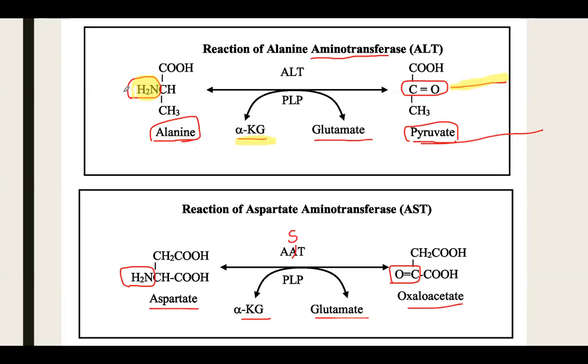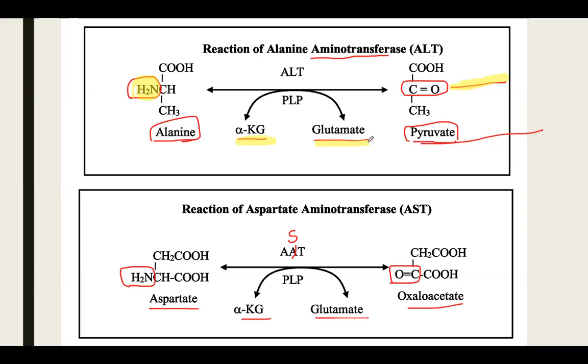Where does the amino group go? It goes to alpha ketoglutaric, which is converted into glutamic. Is this clear or not? It's very clear to me.